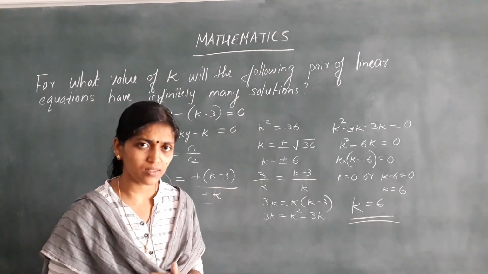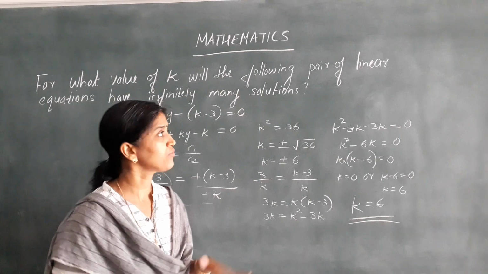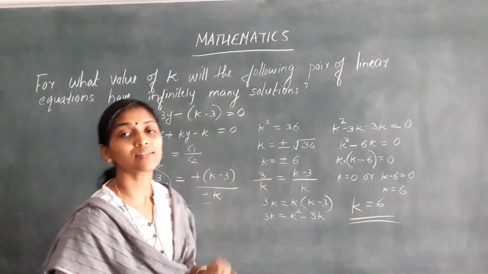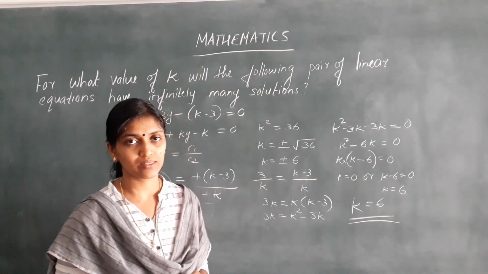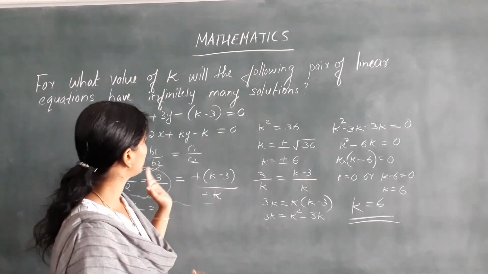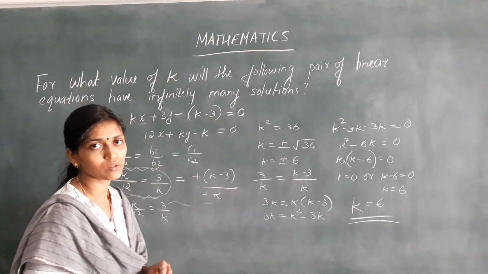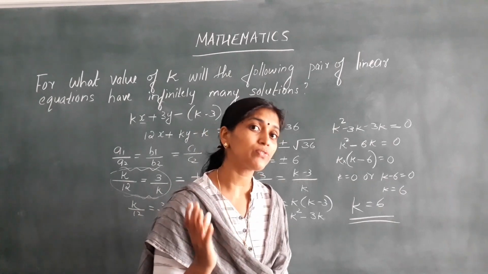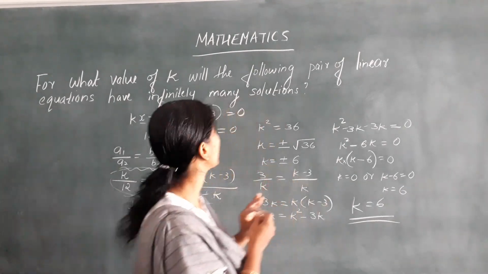Anyway, the question was asked: to find the value of the unknown k when the given pair of linear equations has infinitely many solutions. Keep in mind, when you get two values here, you will have to compare the next two ratios also and see the value of k. And we will take the common value of k there as our value of k in the question.